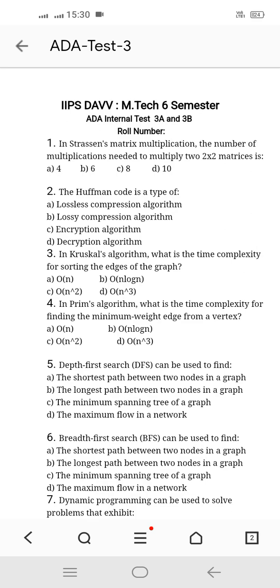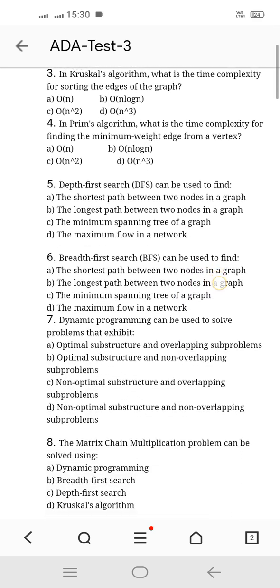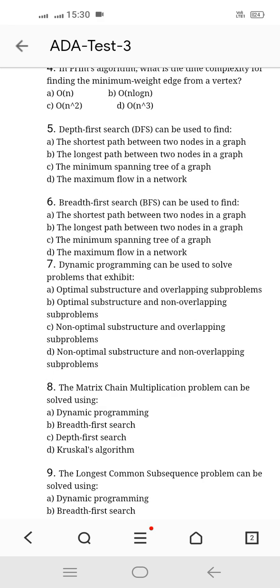Fourth, in Prim's algorithm, what is the time complexity for finding the minimum weight edge from a vertex? Option A, order of n. Fifth, depth first search can be used to find option B, the longest path between two nodes in a graph. Sixth, BFS can be used to find option A, the shortest path between two nodes in a graph.